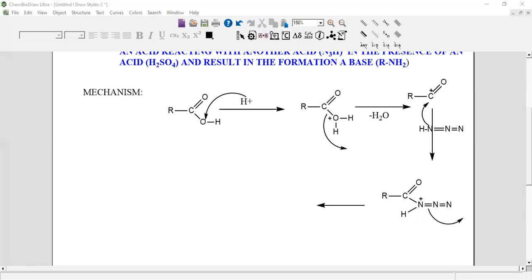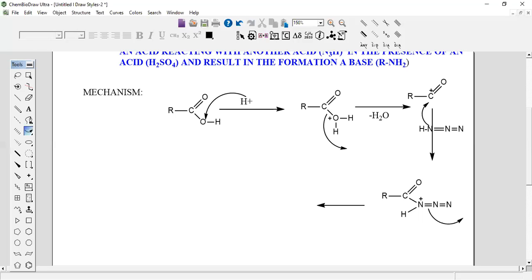Okay, this will be shifted, so what happened? A loss of nitrogen takes place. What is the remaining part? At the same time, what happens? You remember this, and here it is shifted to the nitrogen atom. This is going to be shifted to the nitrogen atom.